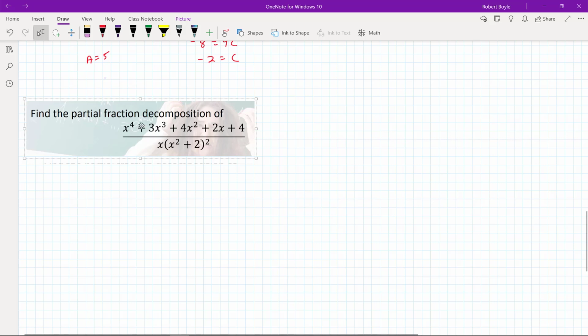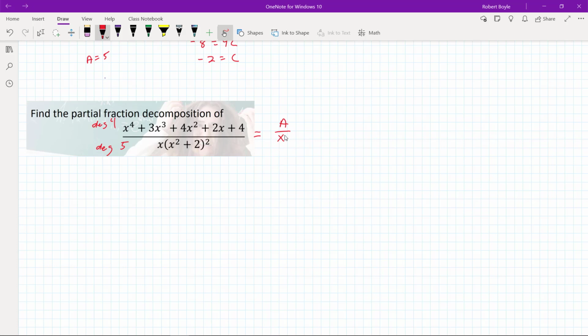And furthermore, notice that the numerator is a polynomial of degree 4. So this is degree 4. The denominator is a polynomial of degree 5. So we don't need to divide anything out. All we need to do is go ahead and do our partial fractions expansion. Now notice that we have one discrete linear term. So that is going to give us an a over x.